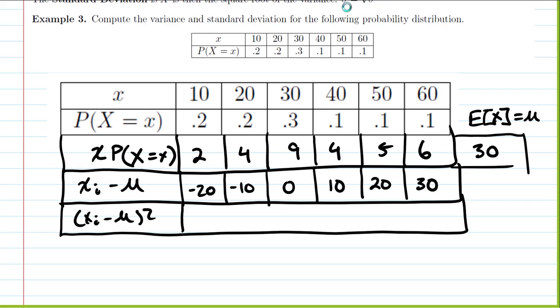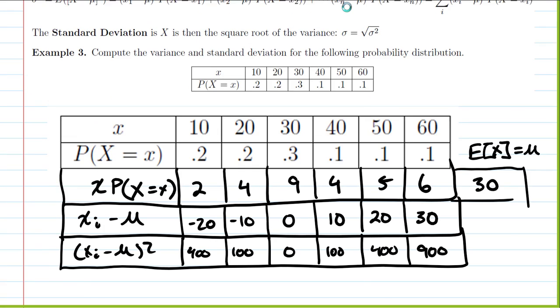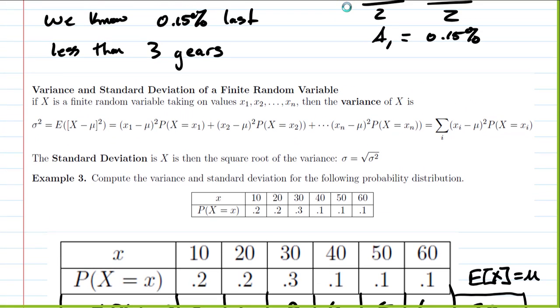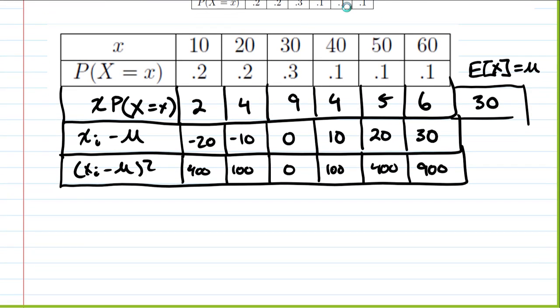So we're going to square each of these. Negative 20 squared is 400. Negative 10 squared is 100. 0 squared is 0. 10 squared is 100. 20 squared is 400. And 30 squared is 900. So now finally, we need to calculate the (x sub i minus mu) squared times their probabilities, so that's (x sub i minus mu) squared times the probability that x equals x sub i.